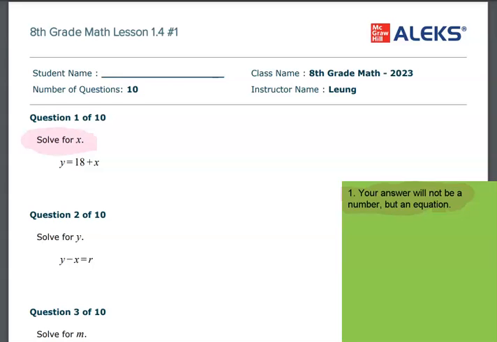So number 2 says solve for y. So that means that I have to get y by itself. And how I do that is I'm simply going to first write out the equation y minus x equals r. And this one's really weird, right? I don't have any numbers. How am I doing math without numbers? But this is important. Sometimes these letters or variables represent numbers.